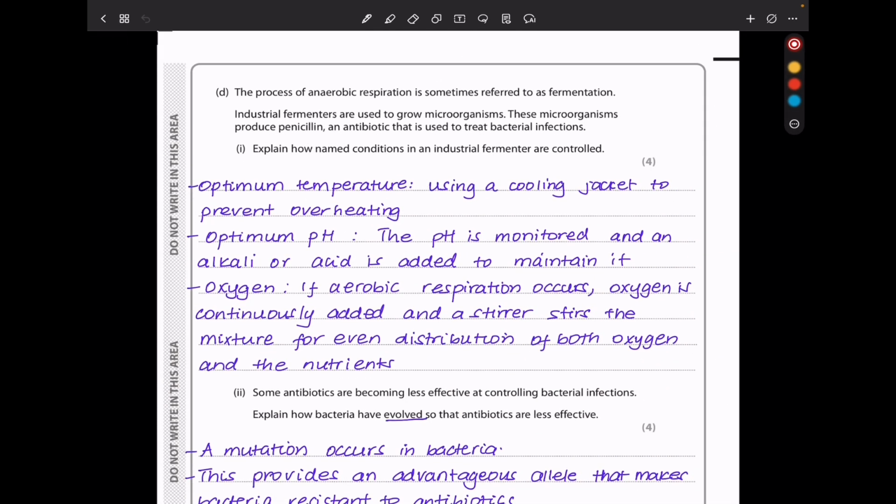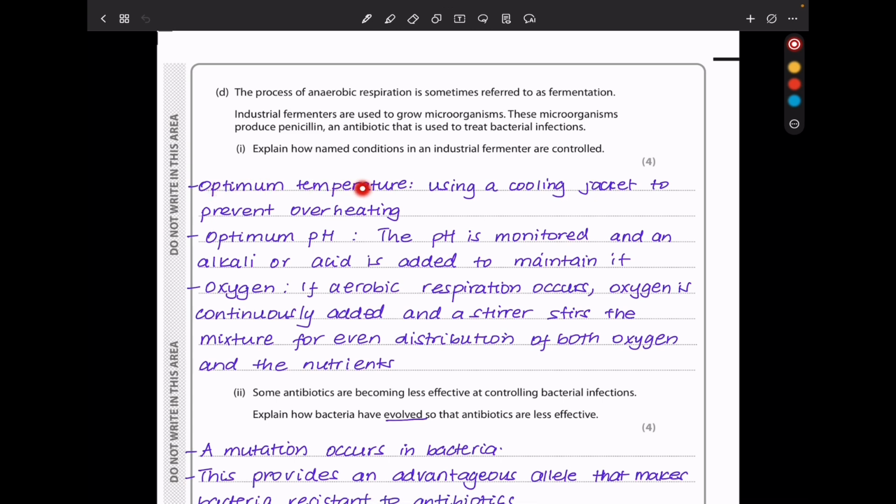In part D, the process of anaerobic respiration is sometimes referred to as fermentation. Industrial fermenters are used to grow microorganisms. These microorganisms produce penicillin, an antibiotic that is used to treat bacterial infections. Explain how named conditions in an industrial fermenter are controlled. Conditions like temperature, pH, oxygen concentration, carbon dioxide concentration, nutrients, and so on can be controlled in different ways.